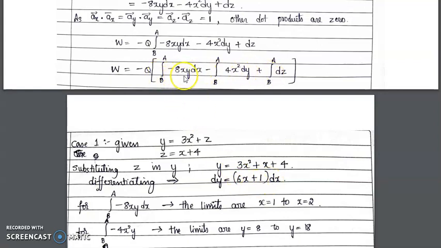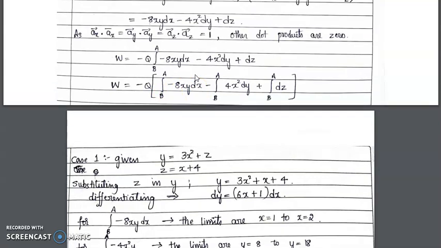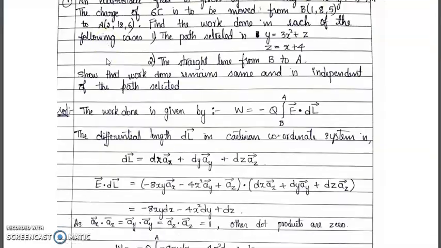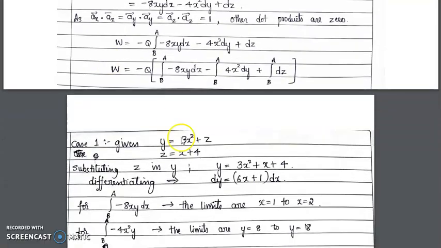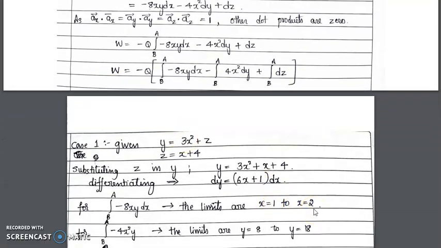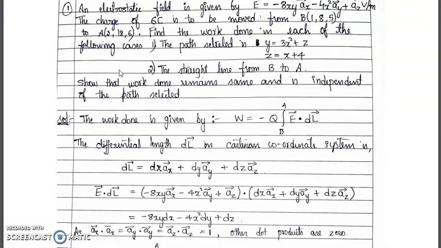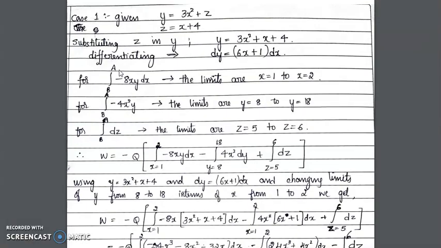Now you have all the three terms here. So I will substitute limits for this. What is the limit for x with respect to x? If you see the coordinates of A and B, the x coordinate in B is 1 and in A is 2. So the limit will vary from 1 to 2. Similarly, if you see the y coordinates, in B it is 8 and in A it is 18. So the y limits will be 8 to 18. Similarly, z is from 5 to 6.